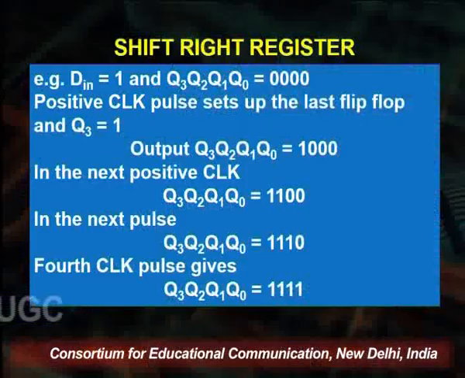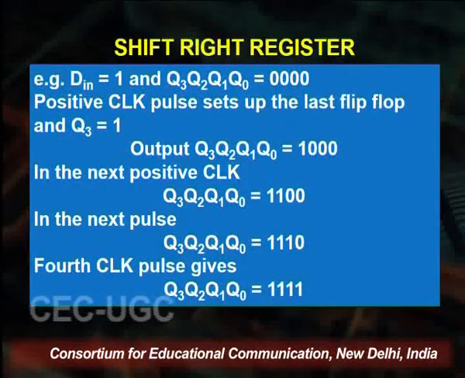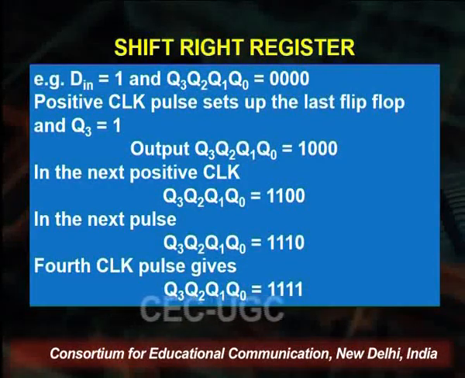So the shift right register functions in the same way as the shift left register. The only difference is that the movement of the data is just the opposite of that of the shift left register. So finally, looking at the points, we see that it is the user, meaning us, who defines in which direction data is to be shifted.